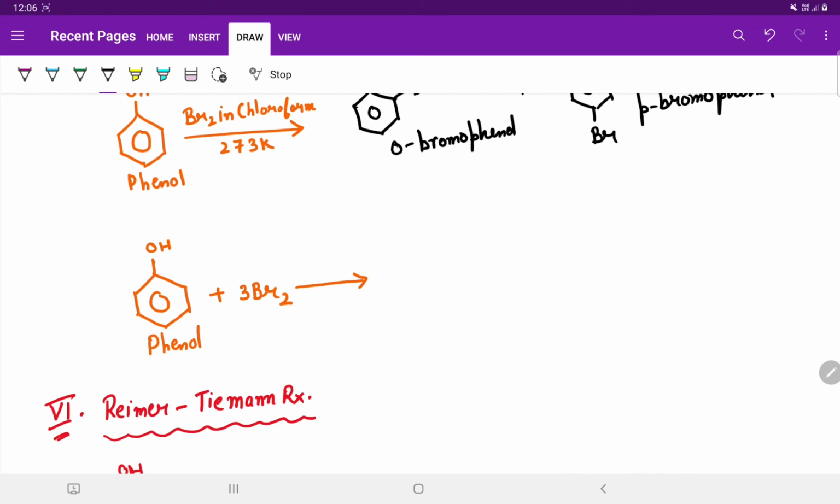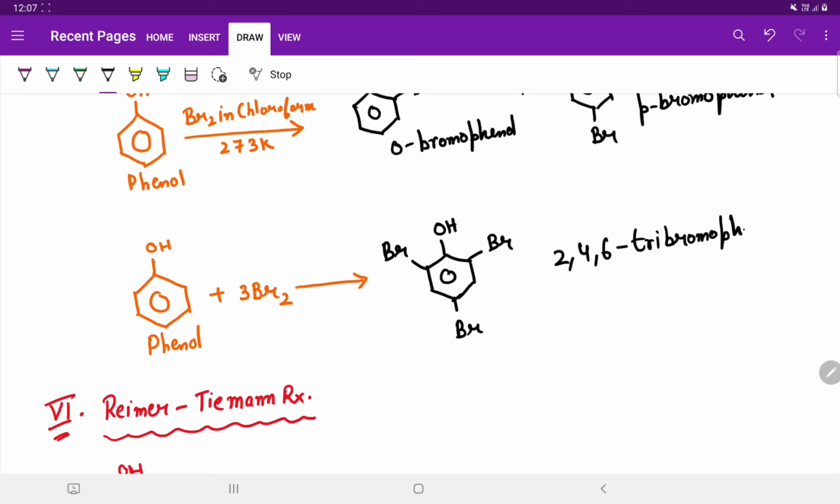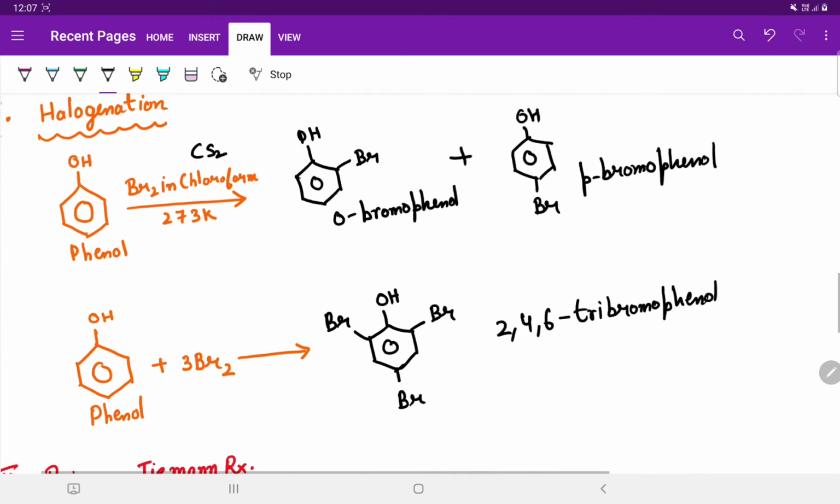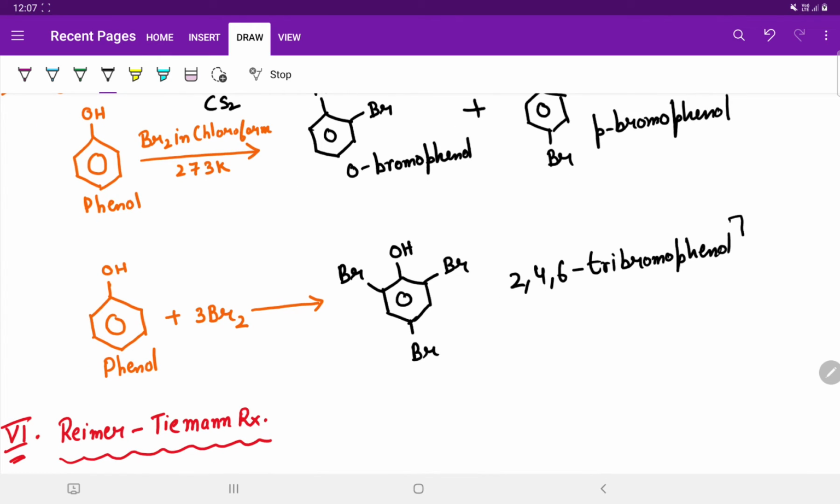Whereas, in presence of bromine water, this leads to formation of 2,4,6 tribromophenol. Just like the picric acid, the addition of bromine also occurs at the second, fourth and sixth position, and it is known as 2,4,6 tribromophenol. You can see here the 2,4,6 trinitrophenol and this is 2,4,6 tribromophenol.